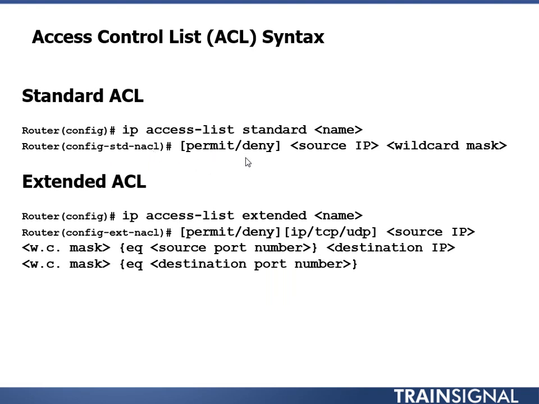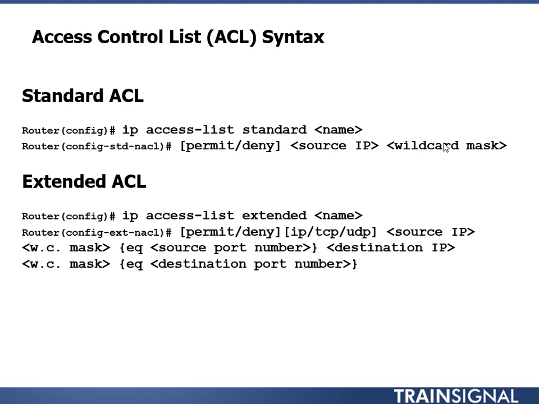Here we can say permit or deny. I've put that in brackets where we have to choose one or the other. And then in the greater than and less than signs, we need a source IP address, and this is something that we actually have to type in. It's a variable. And then a wildcard mask, which is also a variable.